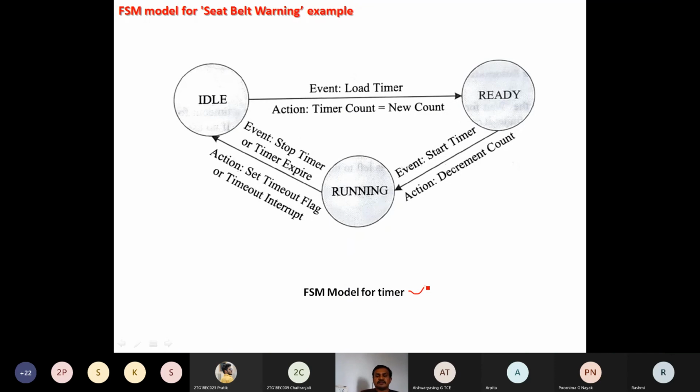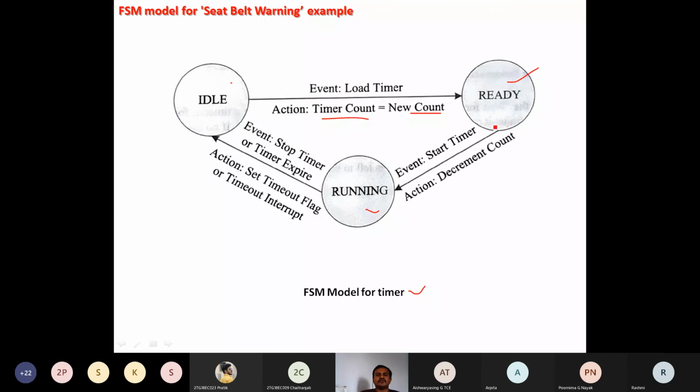Another event, another model: the timer. Here the timer is idle, and it has three states. One is the idle state, one is the ready state, another one is the running state. So here it is moving from idle state to ready state. How? The timer is going to be initiated. When the timer is initiated, for the first time when the ignition is on, the action is the timer count. The timer count is loaded with a new count. New count is nothing but what? 10 seconds. So 10 seconds is added in the timer count. Then it is ready now.